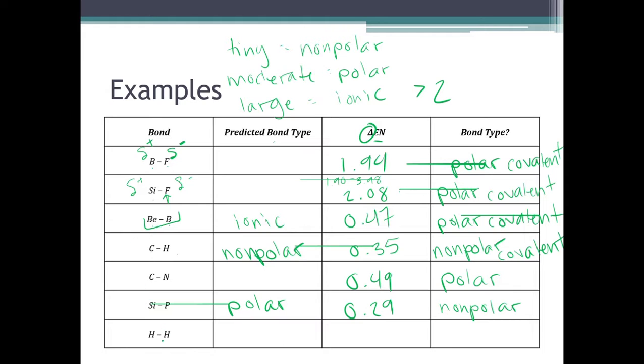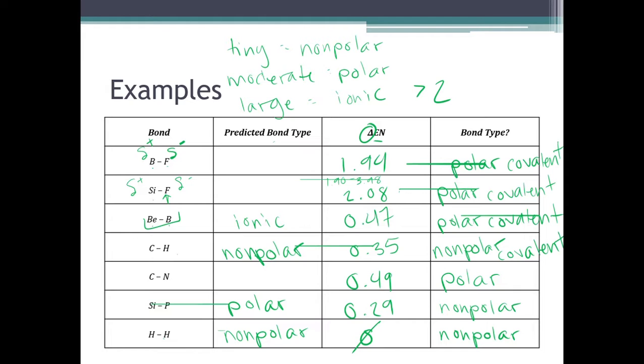And last but not least, we have two hydrogens bonded together. This you should be able to tell just by looking. This is definitely going to be nonpolar because they are the same thing. They should share equally. Difference in electronegativity is 0, so that is going to be nonpolar. These are perfectly even. These are nonpolar.